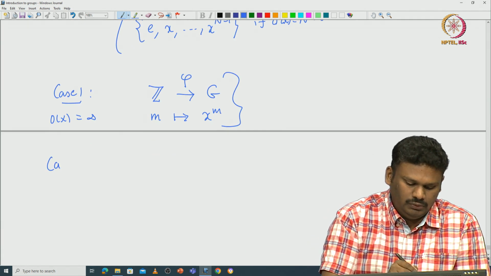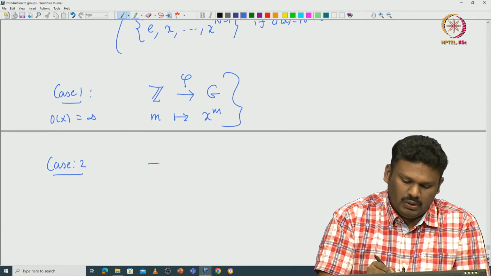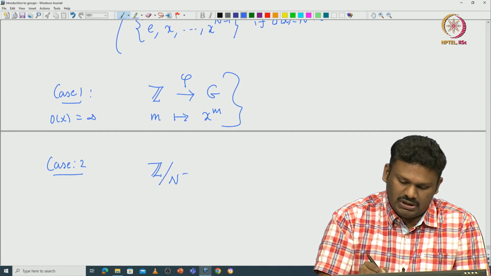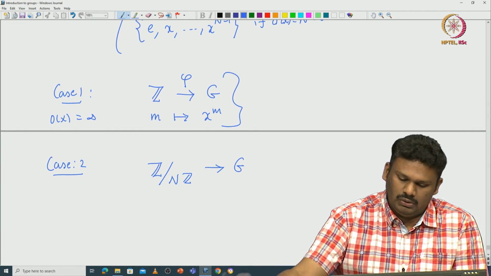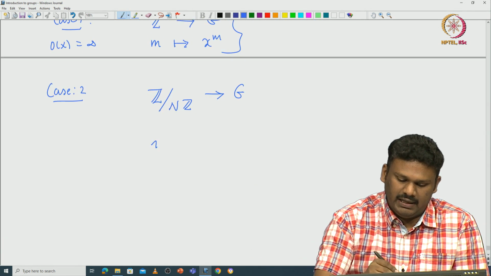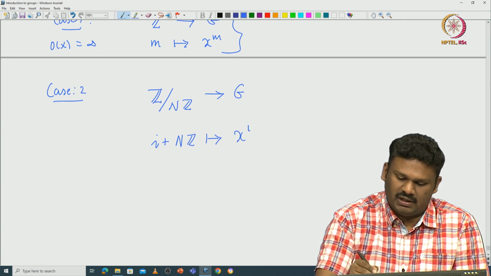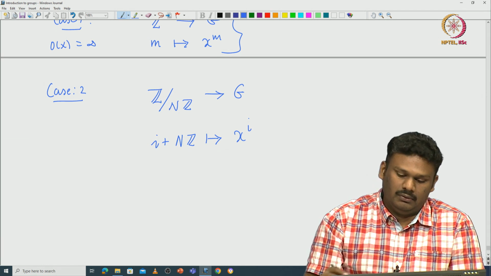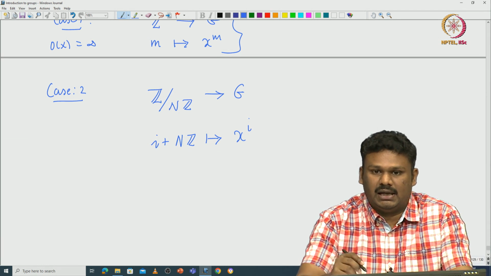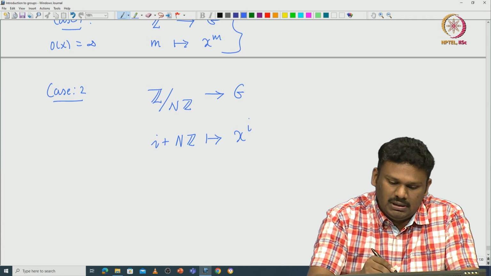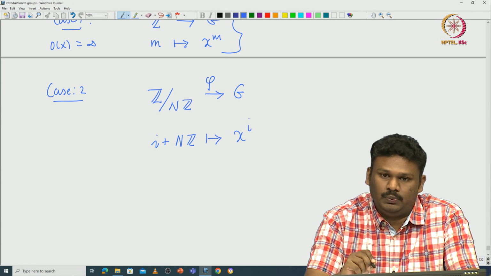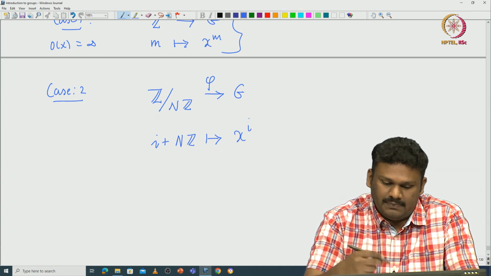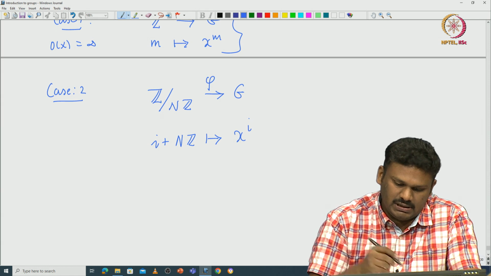Now in case 2, you have Z mod nZ and then you have this group G. You take I plus nZ and send it to X power I. Since G has exactly n elements, this map is bijective. The only thing that remains to prove is that this map is indeed a homomorphism. So let us try to prove that.